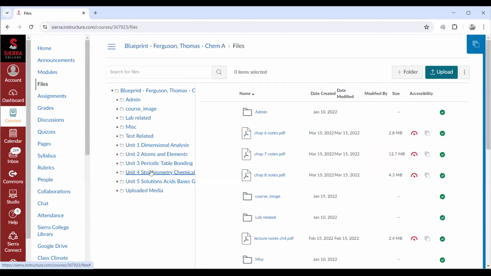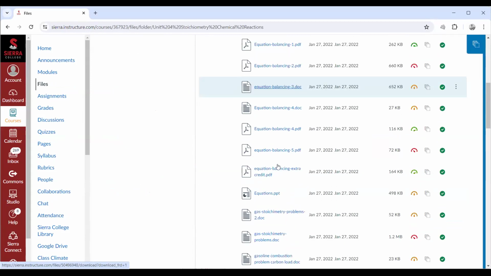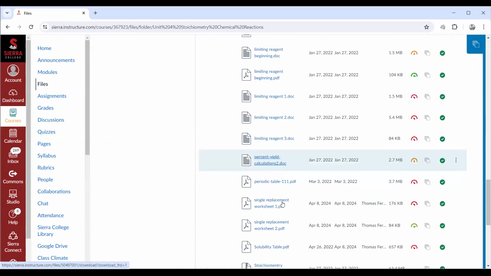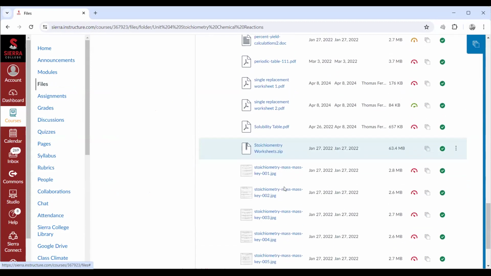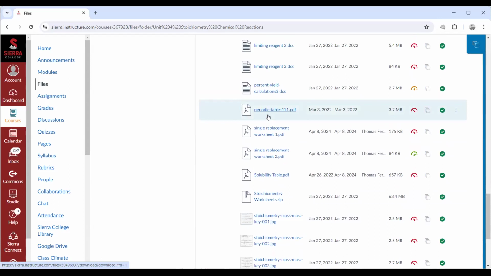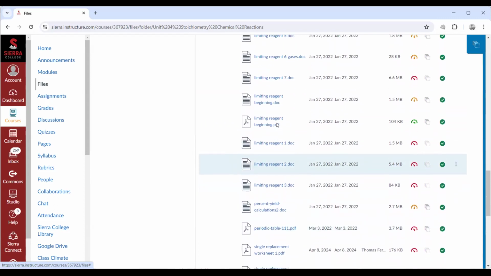Let's go into Files, Unit 4, and these are the worksheets. Down towards the bottom, there are limiting reagent problems to practice. When it says stoichiometry mass, that means it's going from grams to grams. And again, I want to stress these all have, let's see, they're also single replacement and double replacement practice as well.